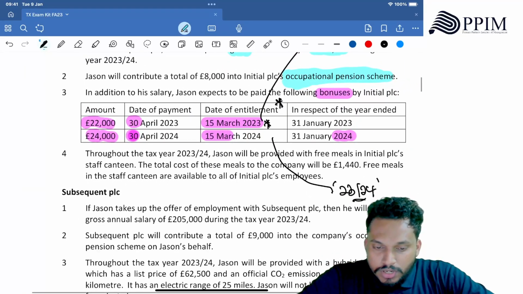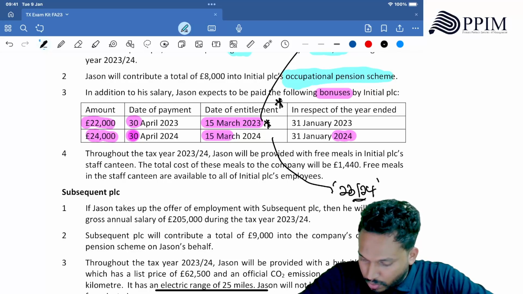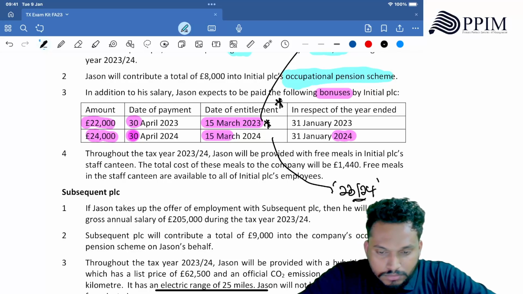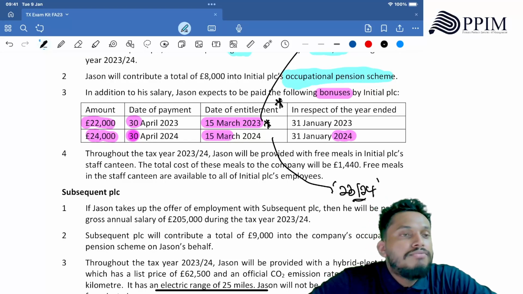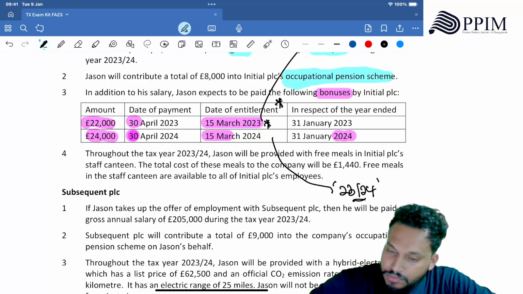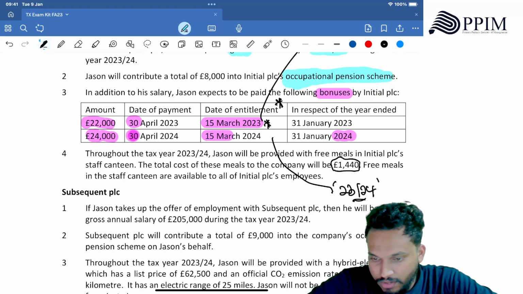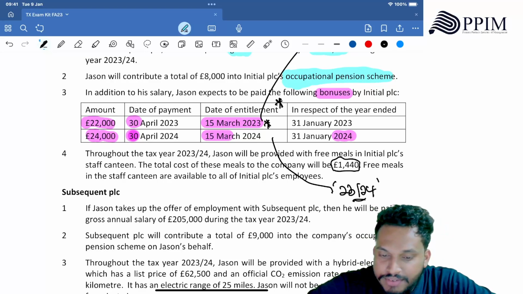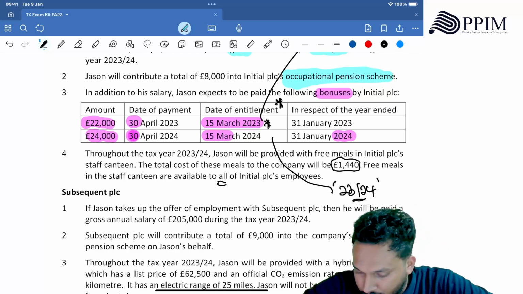Throughout the tax year 23-24, Jason will be provided with free meals in Initial PLC's staff canteen. The total cost of these meals will be £1,440. Free meals in the staff canteen are available to all initial employees, to all initial employees.